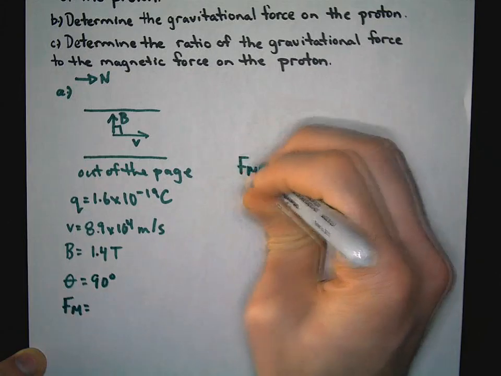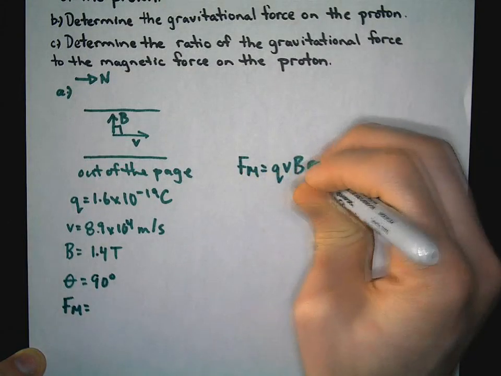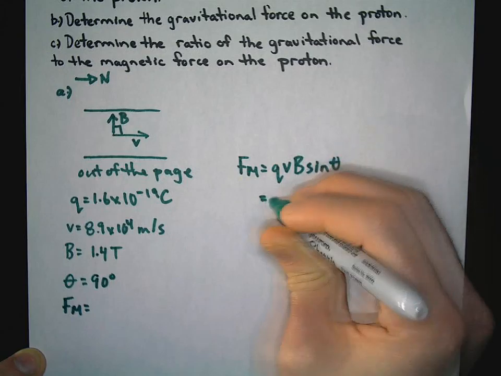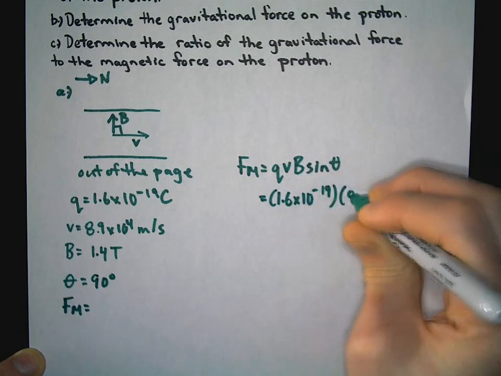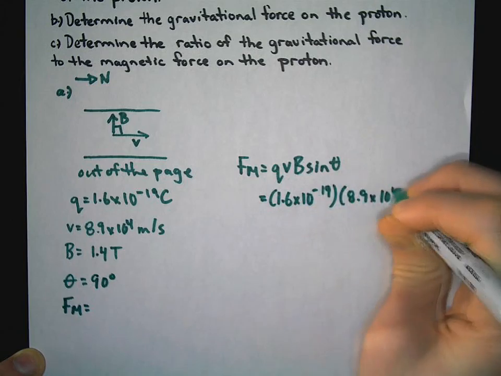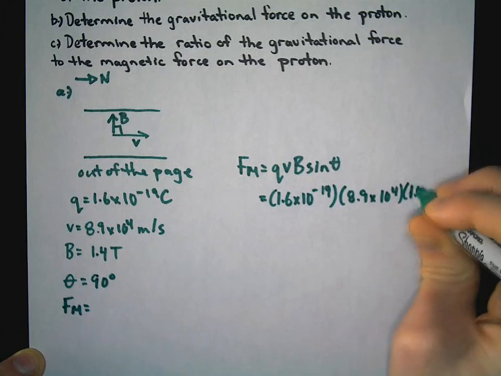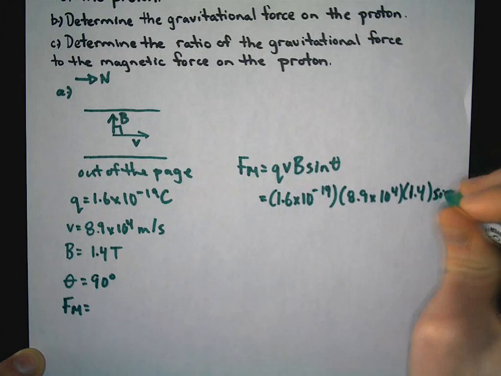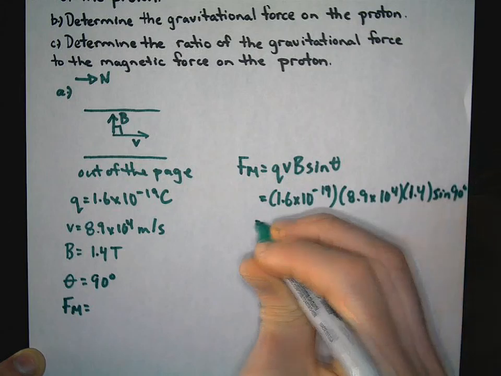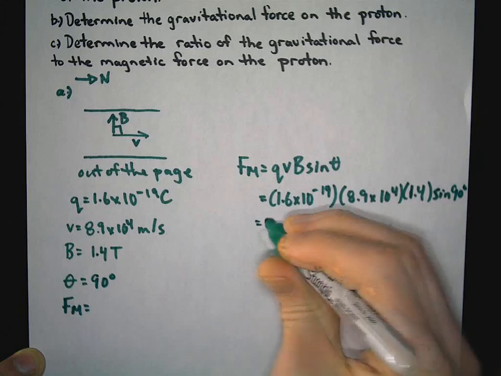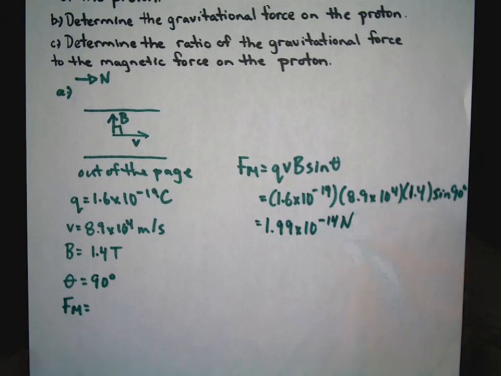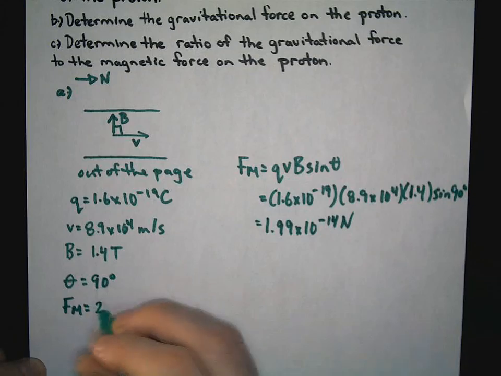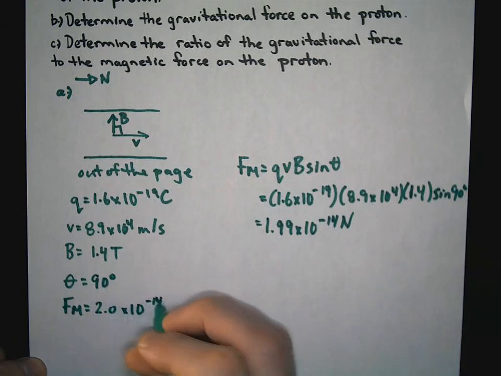Fm is very easy. We calculate the magnitude now, making our substitutions. Hopefully I have enough room. Sine 90 degrees. Substituting that all into a calculator, you get 1.99 times 10 to the negative 14 newtons. Look at significant digits. We need only 2. So 2.0 times 10 to the negative 14 newtons.